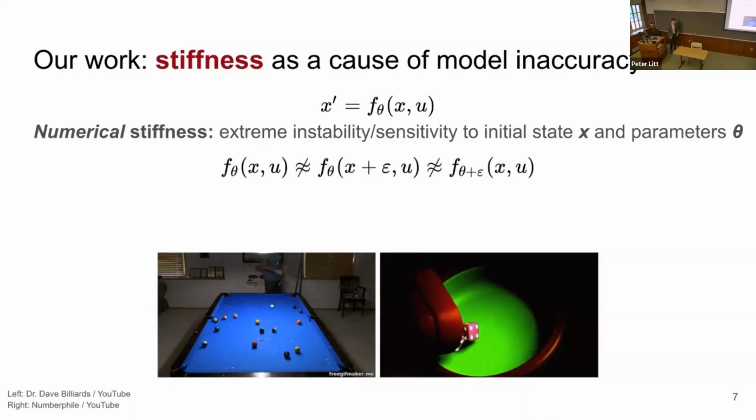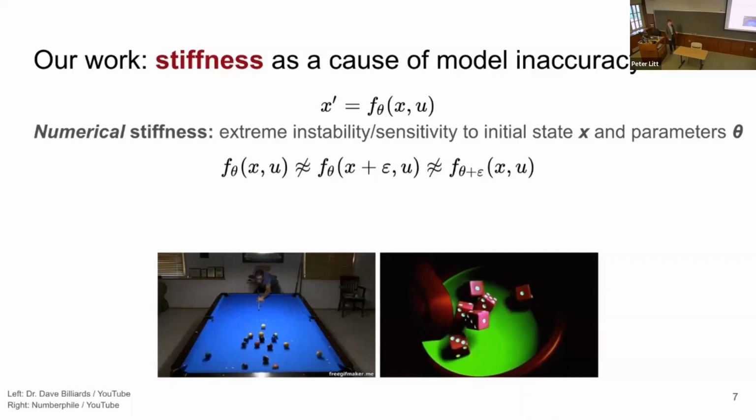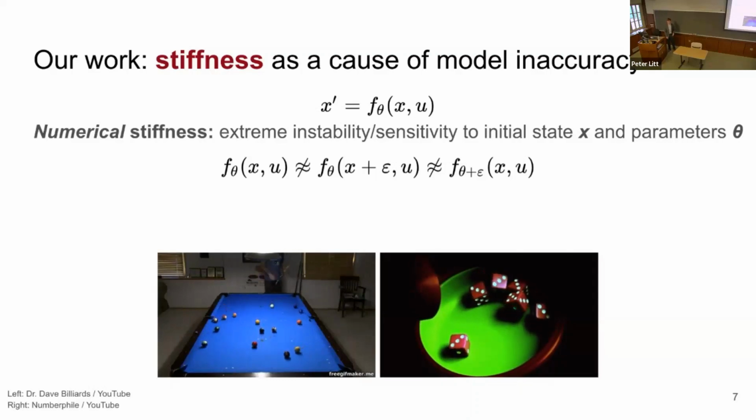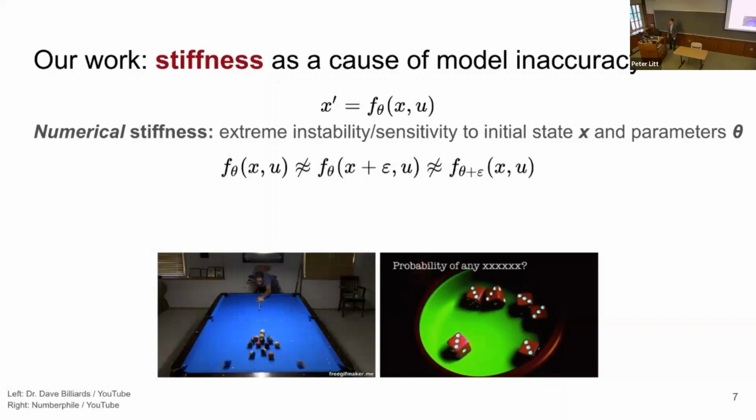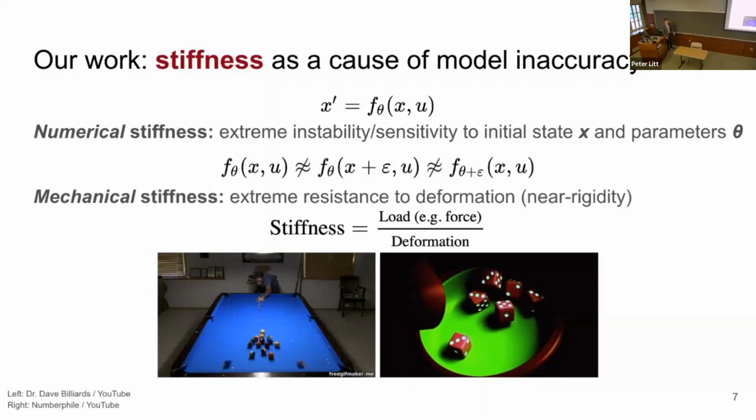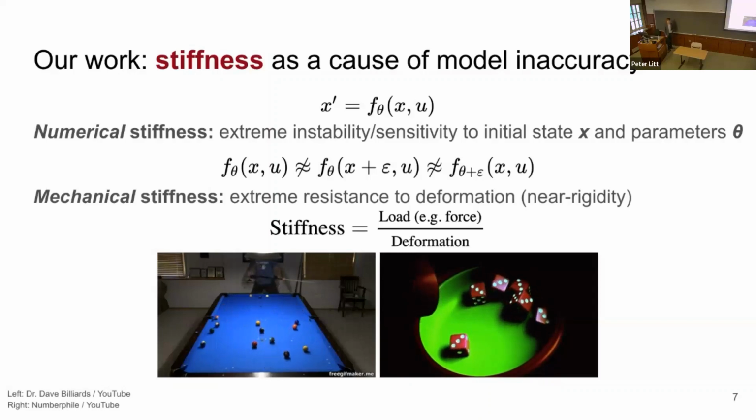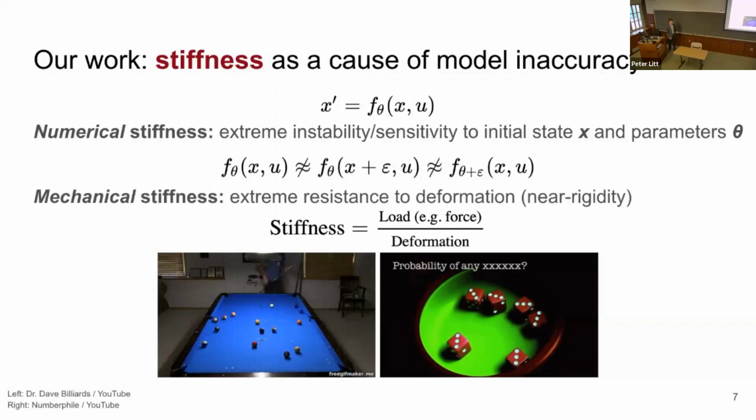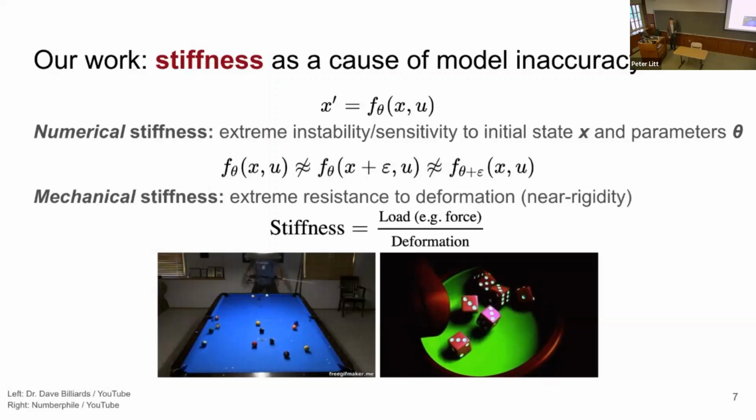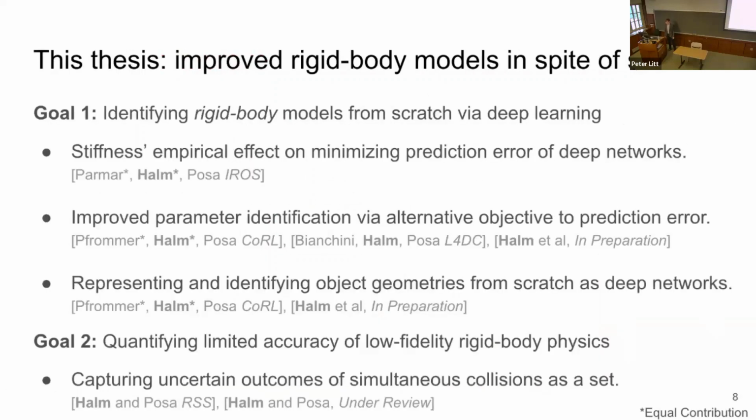And despite the fact that they are deterministic in reality, dice rolling is so sensitive that we view their outcomes intuitively as uniformly random. Numerical stiffness is both caused by and named after mechanical stiffness of the materials in these systems. And particularly high mechanical stiffness or near rigidity means that these objects are very hard to deform even a small amount. So in this thesis, we're going to focus on how we construct highly accurate physics-based models in spite of this difficult property.